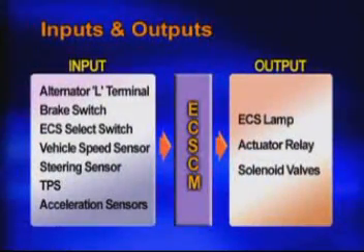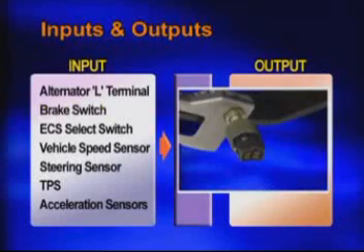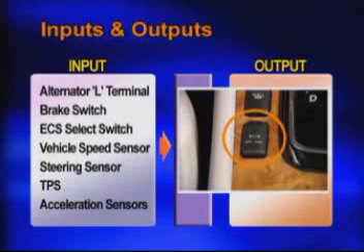Now let's learn about the ECS inputs and outputs. These are the primary inputs for the ECS. The alternator L terminal senses the alternator is generating enough power to run the ECS components properly. A brake switch to control the anti-dive. An ECS select switch to choose between normal and sport modes. Normal mode provides a comfortable ride, and the sport mode stiffens the suspension for better handling.